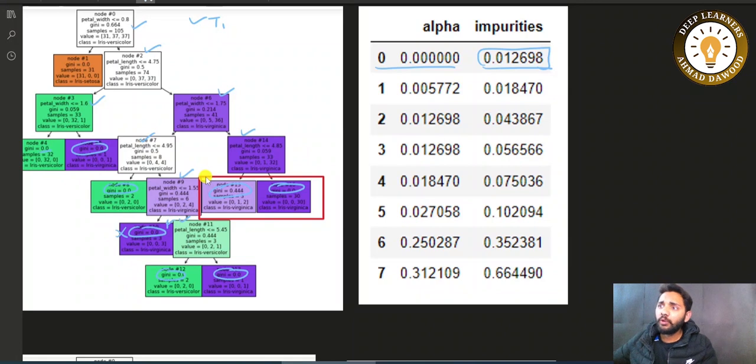So you will calculate the alpha value for each non-terminal node of tree T1, and you have to prune the branches of the non-terminal node which has the minimum alpha. In this case, node number 14 has the alpha value 0.005, which is less compared to all other non-terminal nodes. I will not calculate the alpha value for all the non-terminal nodes. I will calculate just for node number 14 so that you can get an idea. And for the remaining, if you want to, you can calculate by yourself.